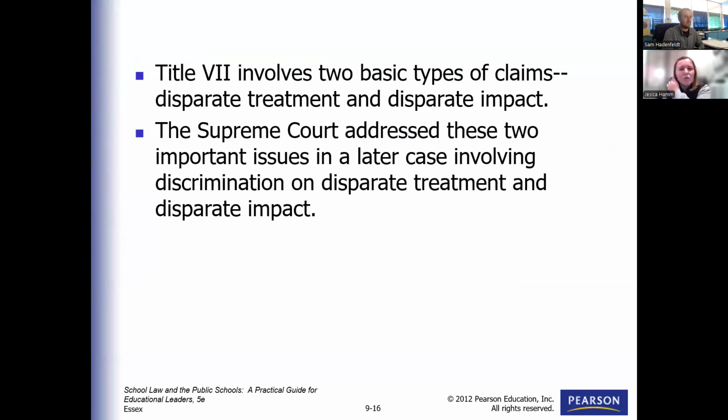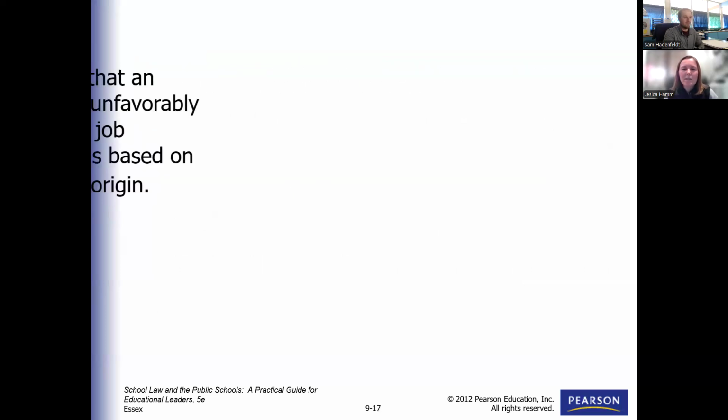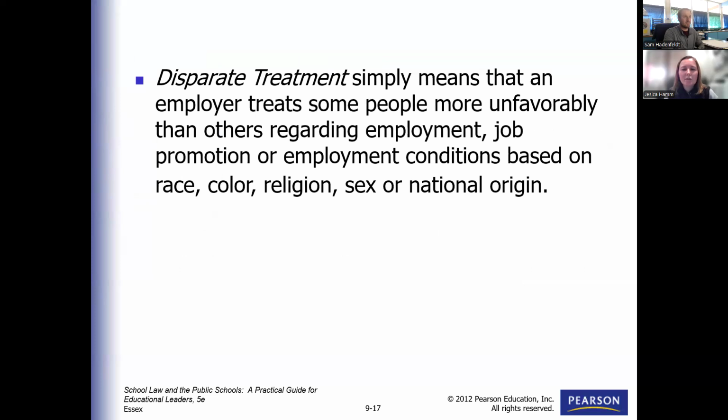Title VII involves two basic types of claims, disparate treatment and disparate impact. The Supreme Court addressed these two important issues in a later case involving discrimination on disparate treatment and disparate impact. So I guess basically not necessarily both need to be the case. It can be for one or the other.